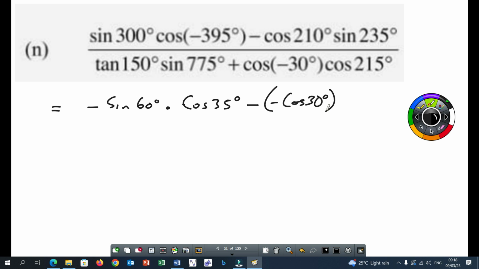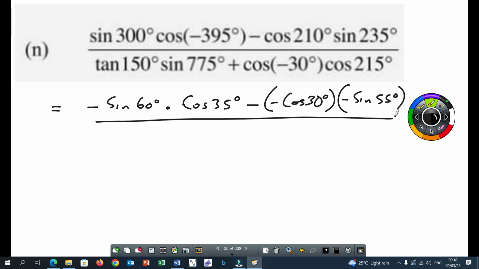Right? Then 235 is in which quadrant? It's in the third quadrant, right? So which angle can we add to 180 to get 235? 55. So we'll put here minus sine 55, because sine is what? Negative. Then 150 is in the second quadrant, where tan is negative, so that will be minus tan 30 degrees.